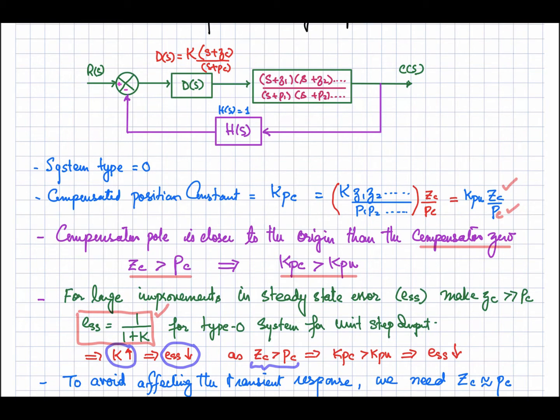So if we introduce the lag compensation, the steady state error is reduced, and as zc is greater than pc, because we are going to introduce the zero on the left side of the pole over the real axis. So zc will be the position of the zero, and this one is the position of the pole. So zc is greater than pc, and because of that Kpc is greater than Kpu, where c is indicating the compensated and u is indicating the uncompensated system. So your steady state error is reduced.